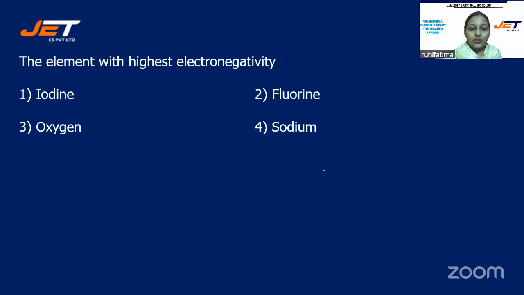Well done. Next question. The element with highest electronegativity. Your options are number 1, iodine, option number 2, fluorine, option number 3, oxygen, or option number 4, sodium? Okay, the correct answer for this question is option number 2, fluorine. Ramcharan, Lucky, Vaishnavi, you all are correct, students.